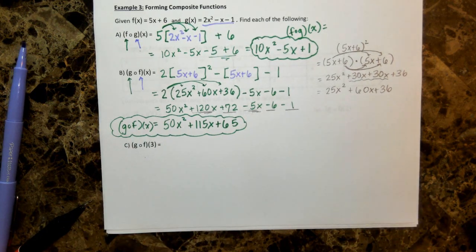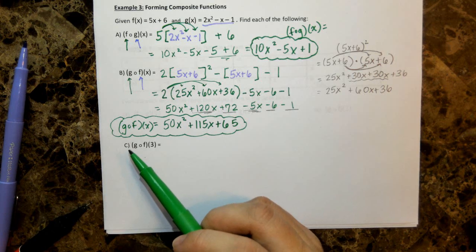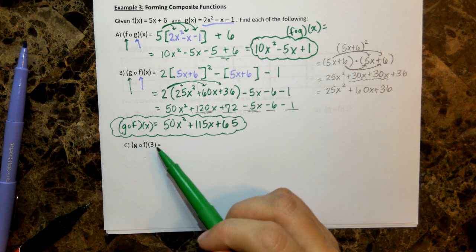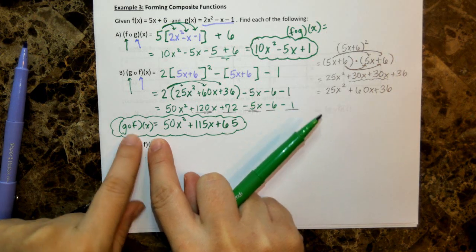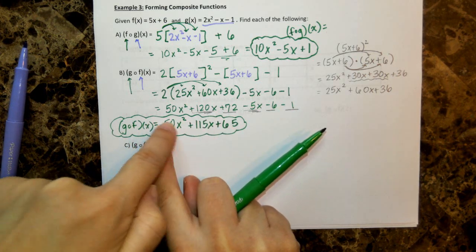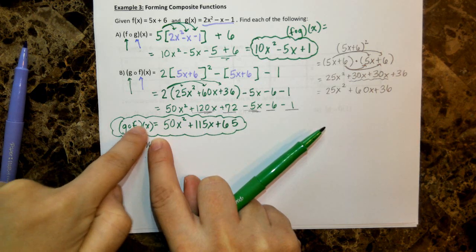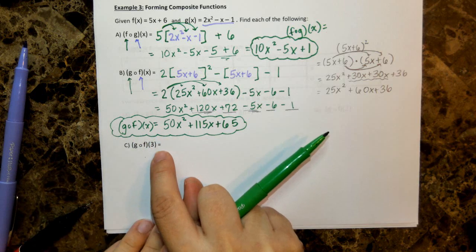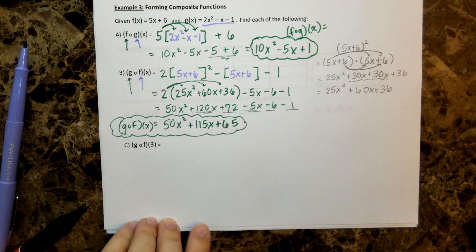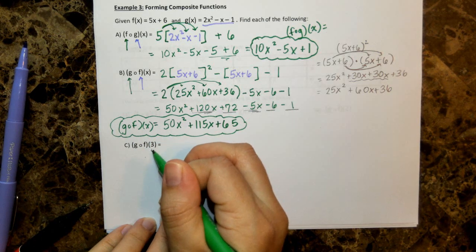All right. And then last part, it says figure out what is G composed with F of 3. Now the cool thing is we've already figured out what is G composed with F. That's the answer that we got on this last part right here. So all we have to do now is take our answer from the previous problem and plug in 3 for x.